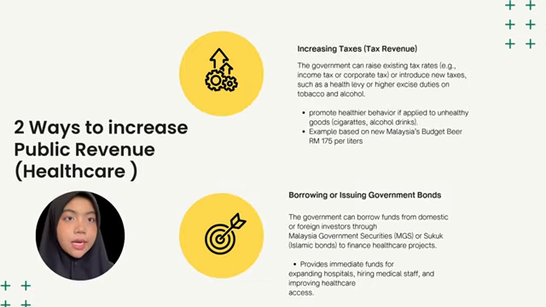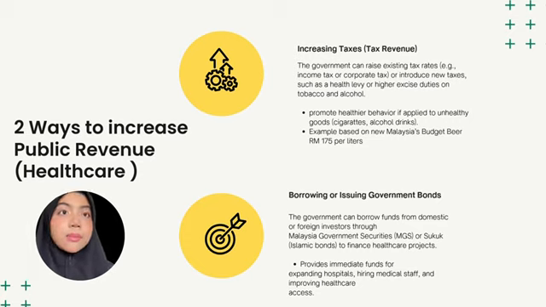Let's move on to the two ways to increase public revenue for healthcare services. The first one is increasing tax revenue. The government can raise existing taxes, for example, income tax or corporate tax, or introduce new taxes, such as a health levy or higher excise duties on tobacco and alcohol. This can promote healthier behavior if applied to unhealthy goods such as alcohol, tobacco, cigarettes, and so on.